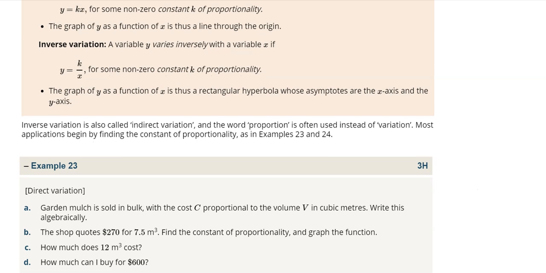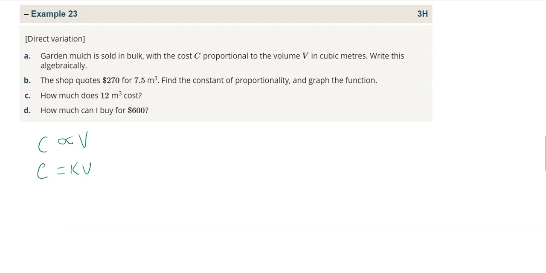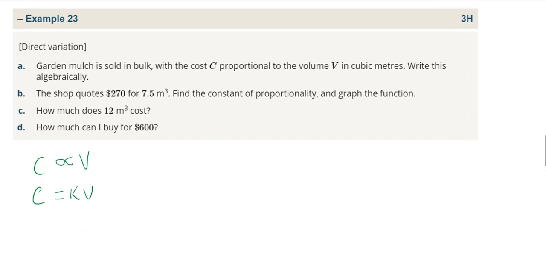So inverse variation is also called indirect variation, and the word proportional is often used instead of variation, which is what we're going to be looking at. Applications begin by finding the constant of proportionality, which is what we're going to find in this mock example. This may seem like it has nothing to do with what we were just looking at, and it almost doesn't, but it just does, because what we were looking at is just kind of a refresher on how the functions behave.